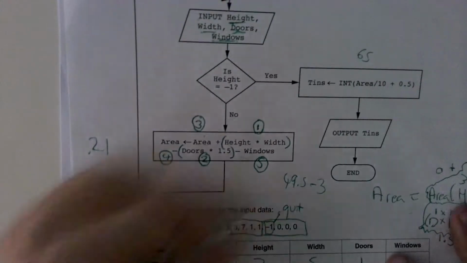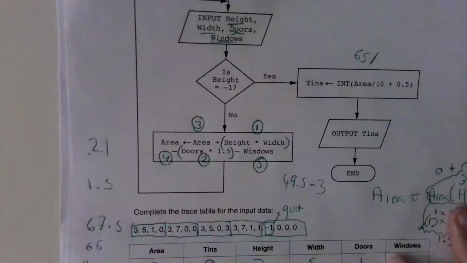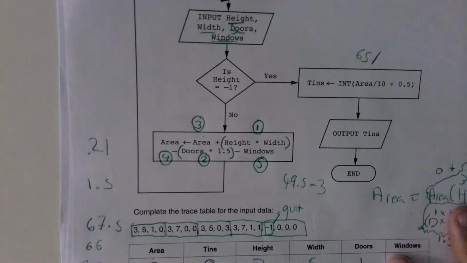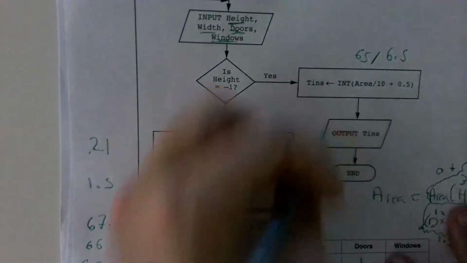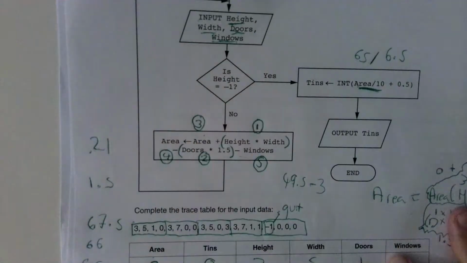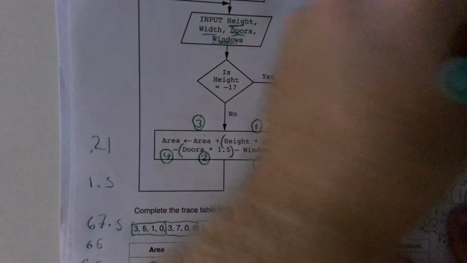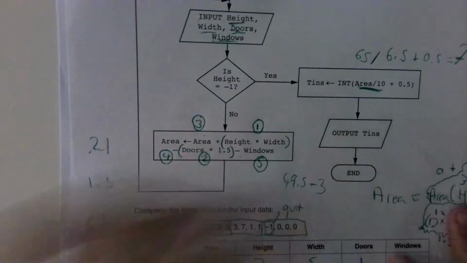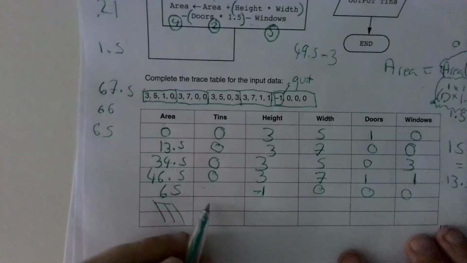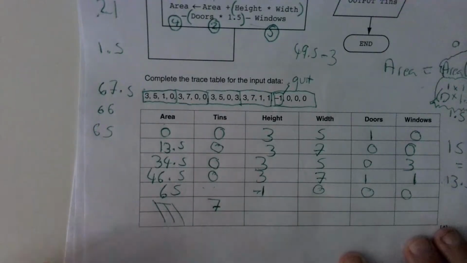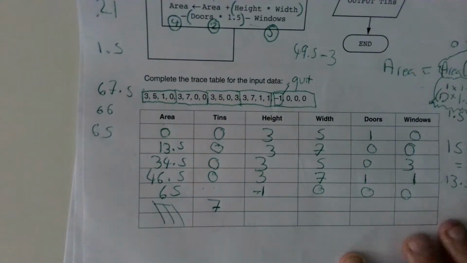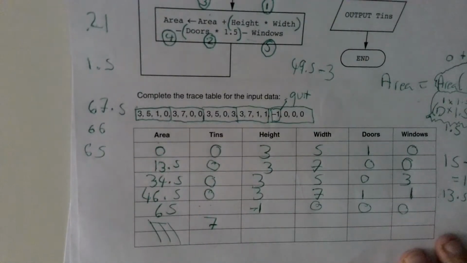We divide that by 10. So what we have if we divide that by 10 is 6.5. So we've done this bit. Now we add 0.5 to it. 6.5 plus 0.5 equals 7. So tins equals 7. So I do this and I type right in 7, and that is it.